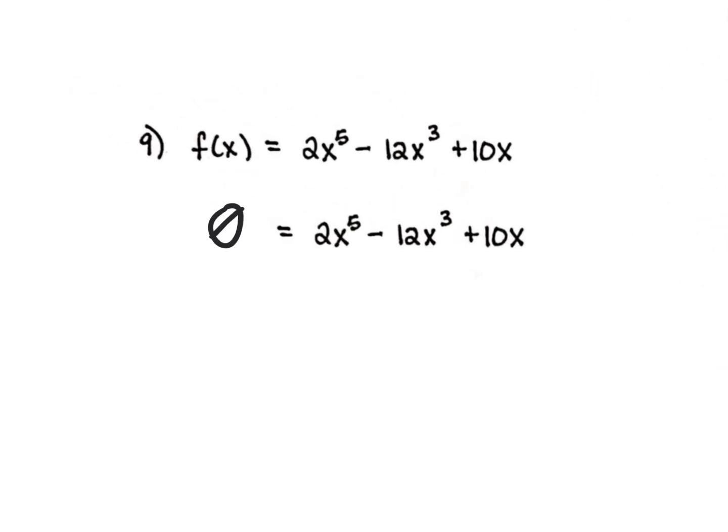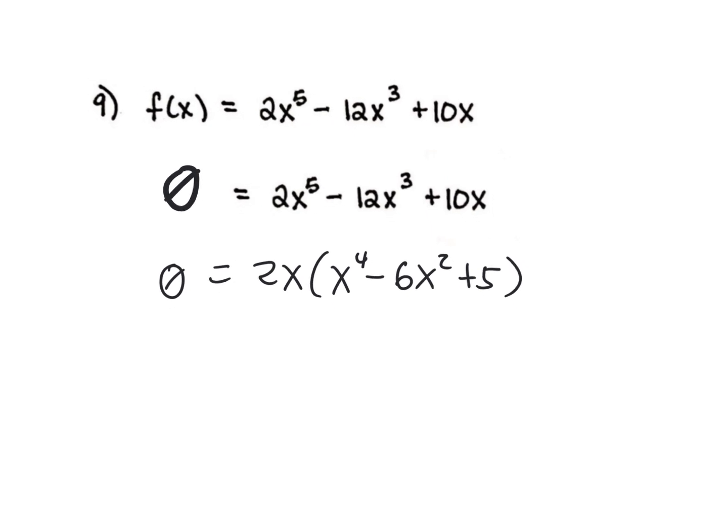Finding the zeros is nothing more than setting f of x equal to 0 and then solving for x. So it's the case that we would have 0. Factoring out the GCF would be a 2x, so we would have x to the fourth minus 6x squared plus 5. Now, my student and I already did the red parentheses scenario.